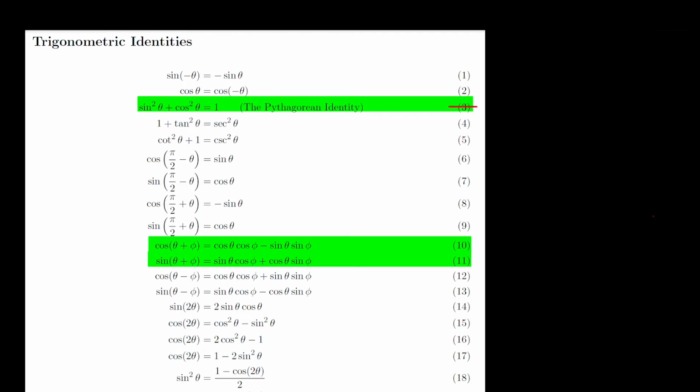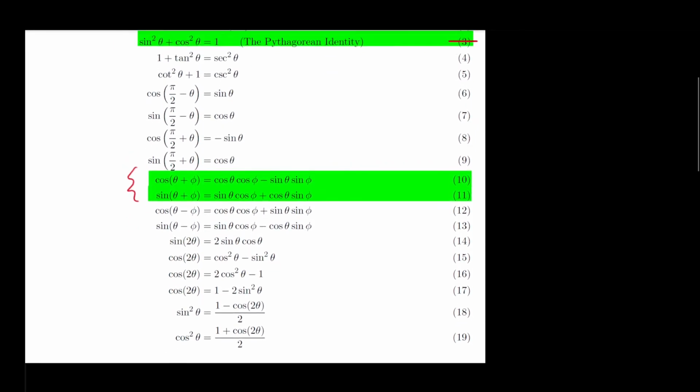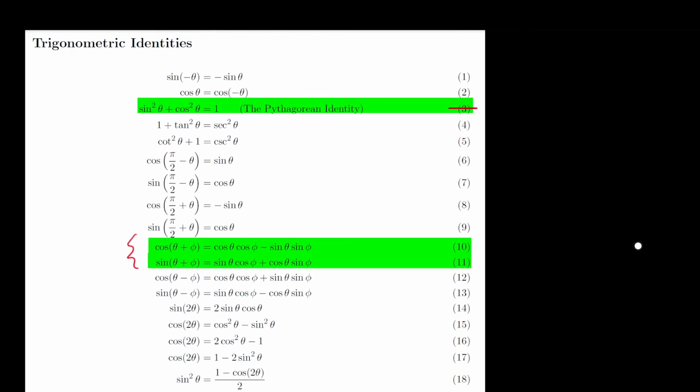I'm going to continue proving trigonometric identities, and in this video I will prove identities 10 and 11 from our list of 19. These are the last identities that I will prove geometrically. After that, the remaining 16 will be proven just by applying identities that we have previously proven.